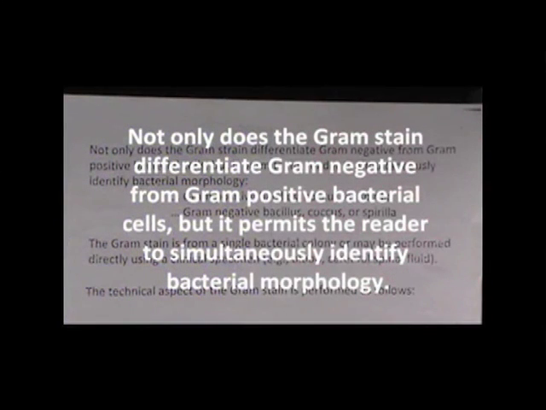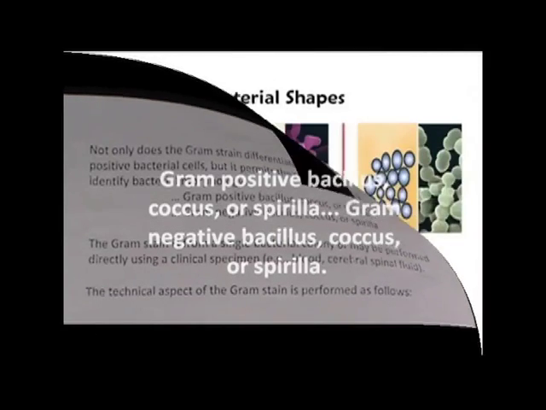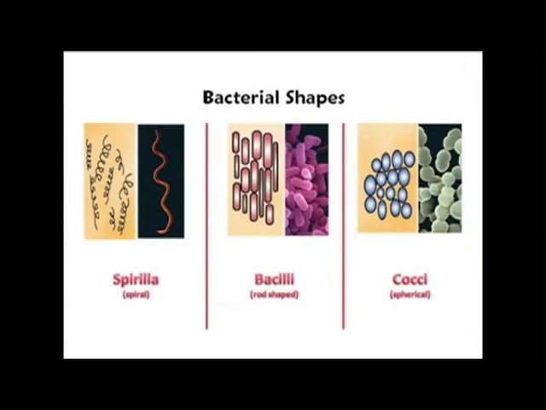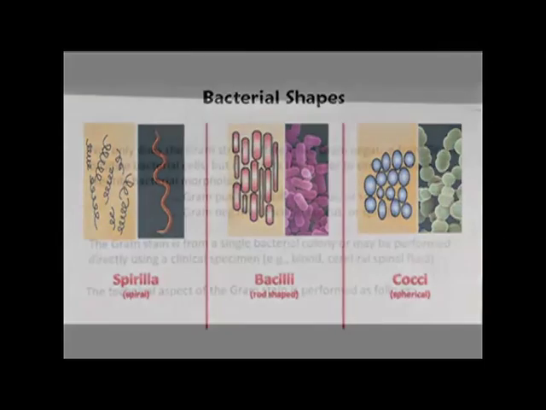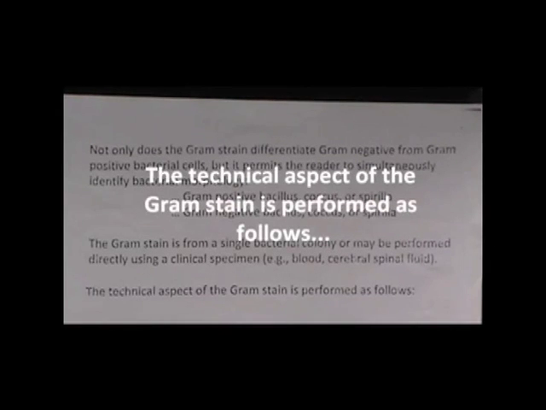Not only does the Gram stain differentiate gram-negative from gram-positive bacterial cells, but it permits the reader to simultaneously identify bacterial morphology: gram-positive bacillus, coccus or spirilla, gram-negative bacillus, coccus or spirilla. The Gram stain is performed from a single bacterial colony or may be performed directly using a clinical specimen, for example, blood or cerebrospinal fluid. The technical aspect of the Gram stain is performed as follows.